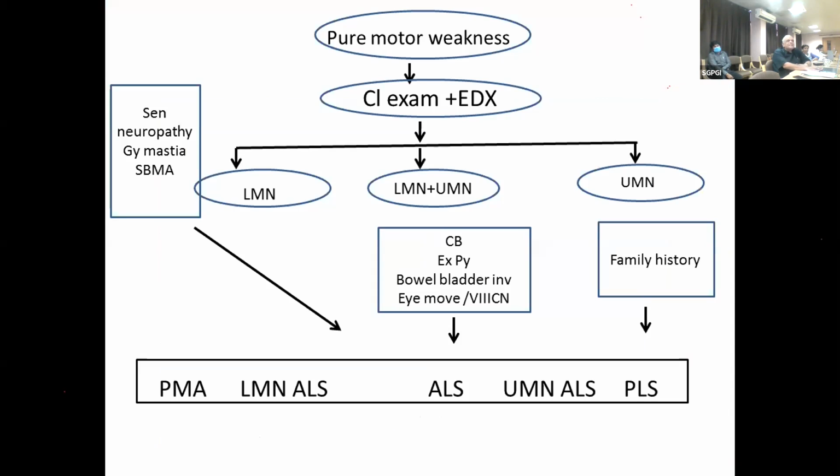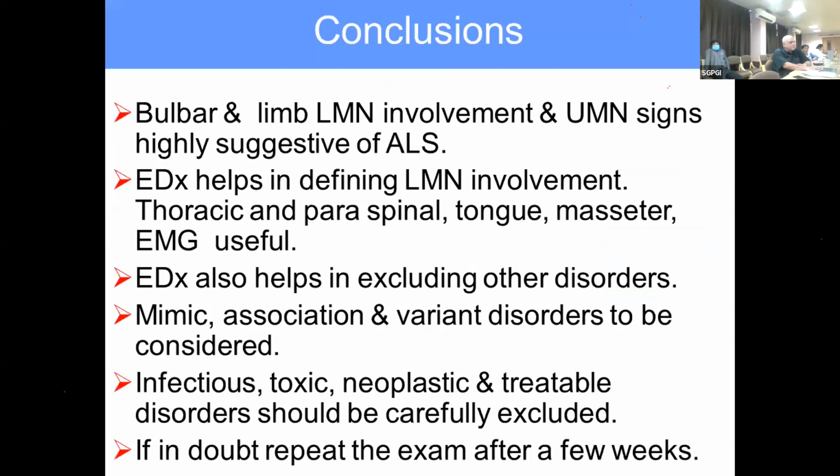So I think this is a flow chart which I tried to make. Pure motor weakness, do clinical examination, EDX, and then you will have a lower motor neuron or upper motor neuron or a combination. Then you rule out conduction block, look for extrapyramidal symptoms, bowel bladder involvement and eye movement abnormalities. And if they are not there, then you diagnose ALS, which may be primary lateral sclerosis, ALS, or progressive bulbar involvement, and the whole spectrum of ALS can be diagnosed in this way. Of course, we have to look for sensory neuropathy and gynecomastia, and in that case, we have to think of Kennedy syndrome also.